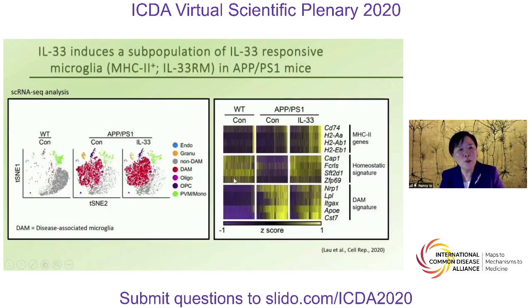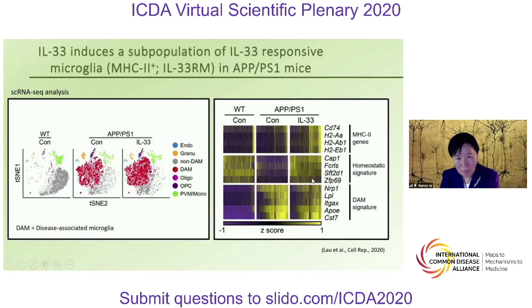Now, in order to further understand the molecular basis that mediates the action of IL-33, we undertook single-cell RNA sequencing analysis. The microglia clusters under control condition and also after IL-33 treatment are quite similar. And we observed that IL-33 can bring about an induction of MHC2 genes in the APPPS1 mice. It also can restore the homeostatic signature in these microglia.